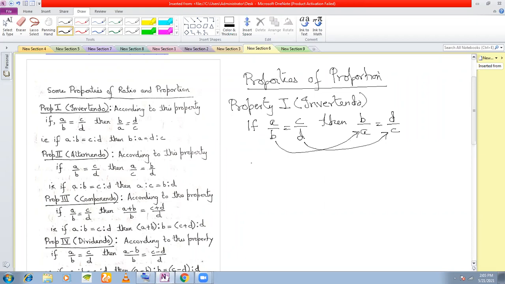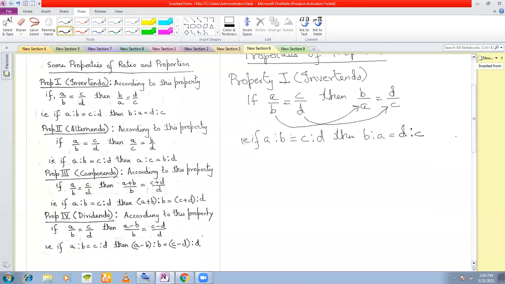So that means if you write it in ratio notation, if A is to B is equal to C is to D, then B is to A is equal to D is to C. Fine. This was property 1. Property 2.